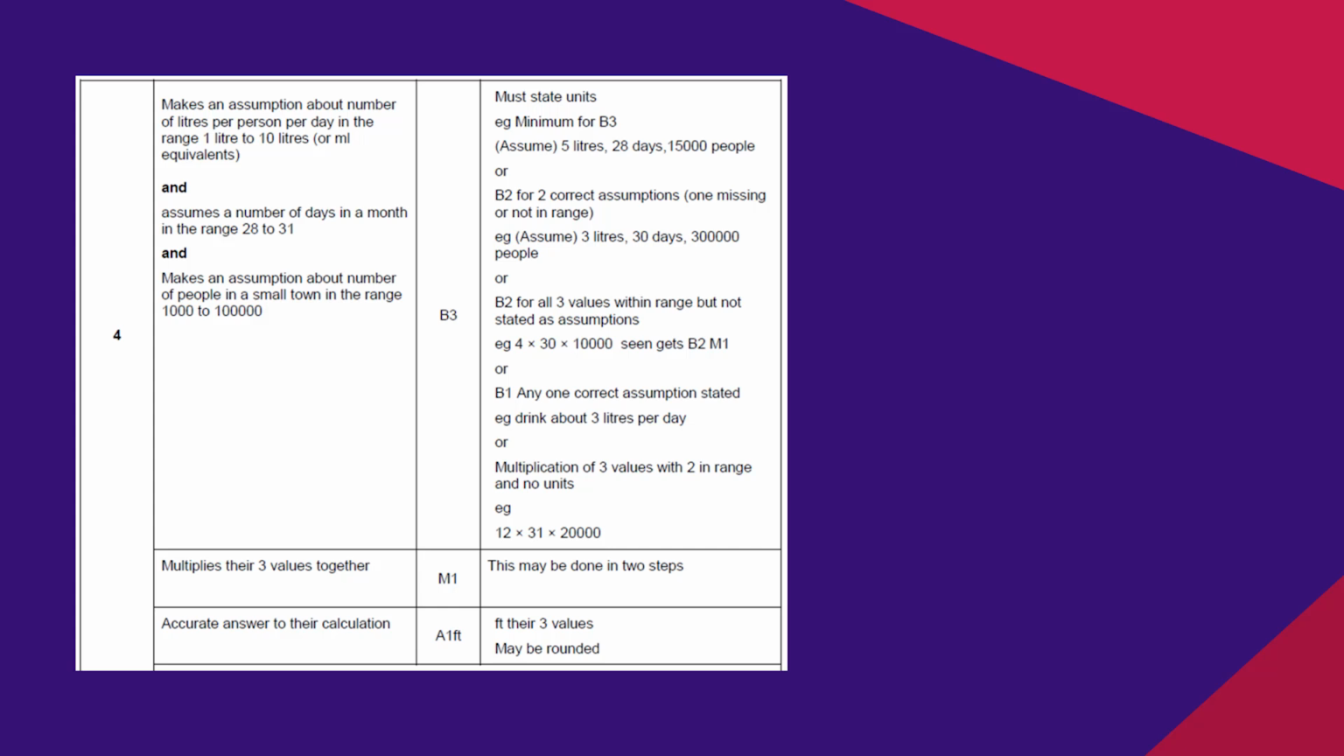So the amount of water drunk can be anything between 1 and 10 litres a day. The size of a small town can be anything from 1,000 to 100,000. As long as students state those assumptions clearly, then they will get those first 3 marks. And then the 4th mark is simply to combine those assumptions, those values, in a sensible way. In this case, to simply multiply them together. And then the final accuracy mark is their answer to their calculation. Sometimes we might insist on sensible rounding, and sometimes we might not for that final mark. So a very different approach to a mark scheme for mathematics.